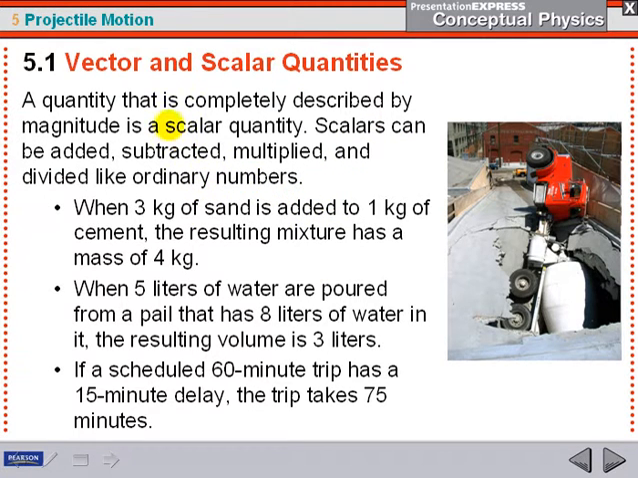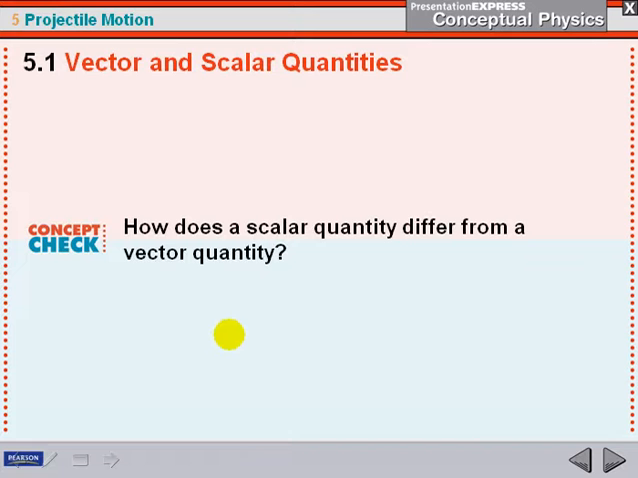Now scalars. A scalar quantity is one that only has magnitude, and you can manipulate these just like you do any number, so you can add sand together to make up a concrete mixture. You can add water together or subtract water, which gives you 3 liters in this case, and you can also add minutes onto a trip, so you can manipulate that just as well.